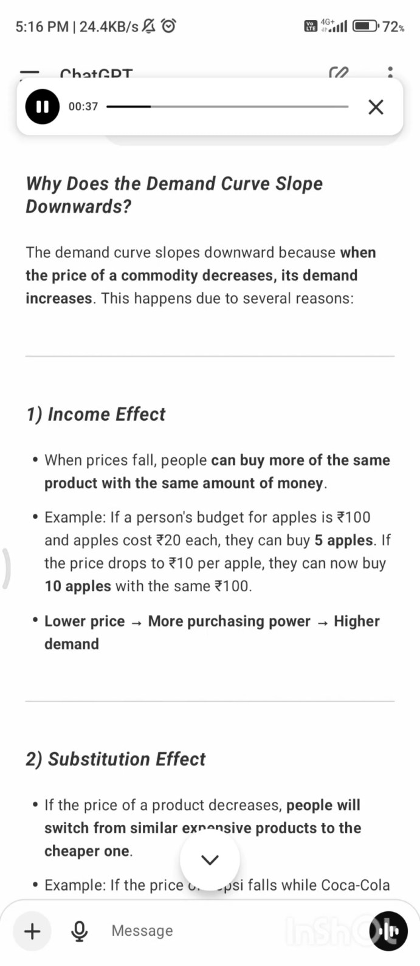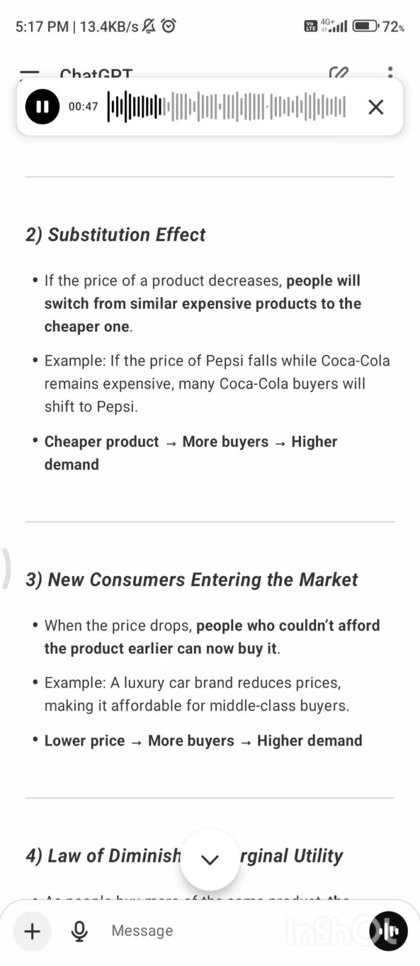2. Substitution effect. If the price of a product decreases, people will switch from similar expensive products to the cheaper one. Example: if the price of Pepsi falls while Coca-Cola remains expensive, many Coca-Cola buyers will shift to Pepsi. Cheaper product, more buyers, higher demand. 3. New consumers entering the market. When the price drops, people who couldn't afford the product earlier can now buy it. Example: a luxury car brand reduces prices, making it affordable for middle-class buyers. Lower price, more buyers, higher demand.